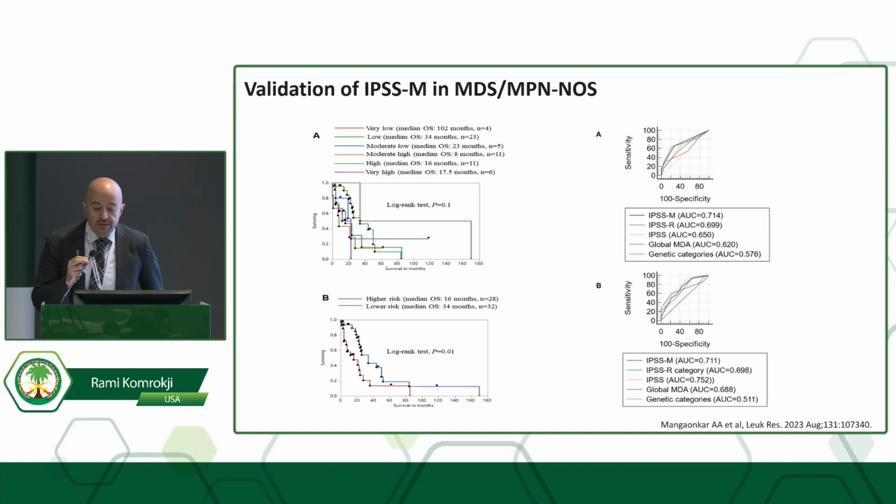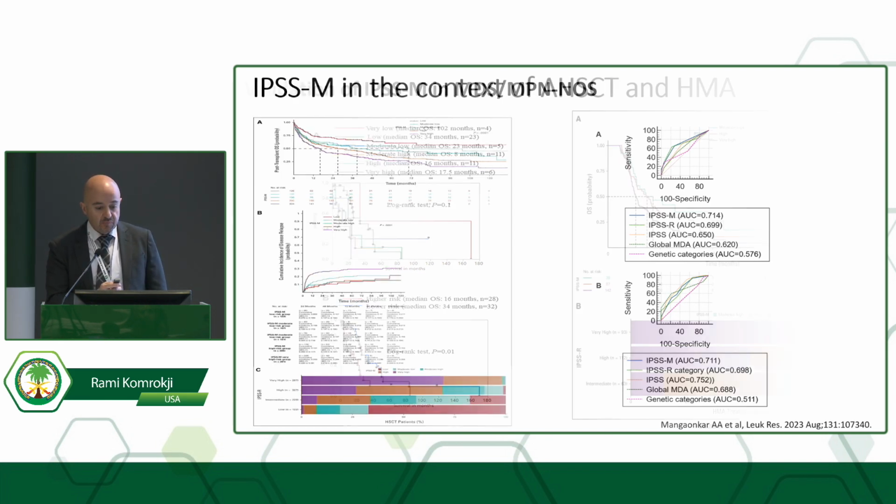We also collaborated with the group at Mayo Clinic looking at MDS/MPN not otherwise specified, and again the IPSS-M was a predictor of outcome. So for somebody who's busy in clinical practice and using models for every subtype of those, the IPSS-M seems to be a valid and useful tool for risk stratification across all subtypes of MDS.